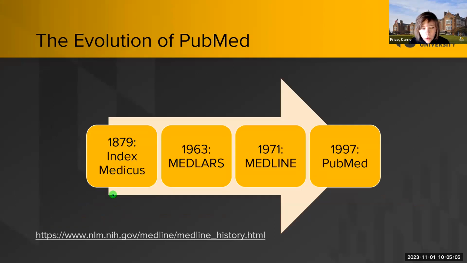It has evolved over time from 1879, where we had a print index of bibliographic literature citations, to 1963, when it became Medlars. In 71, it became Medlars Online. And in 1997, it became PubMed, which was freely available to everyone. So it has evolved over time, and you'll notice then that it has quite a bit of historical literature in it as well.